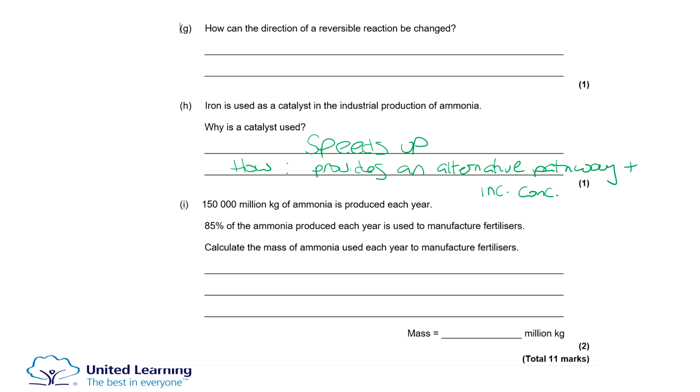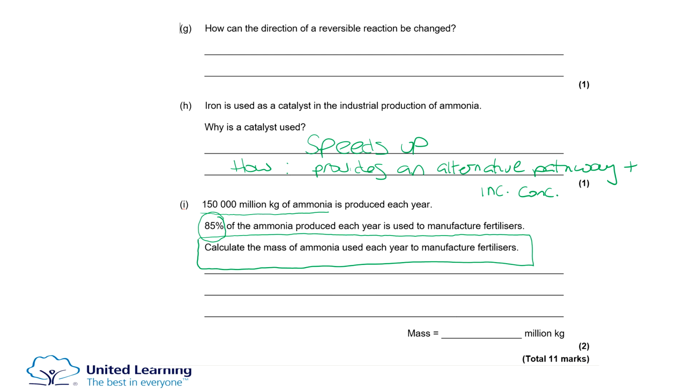Now this one is quite straightforward. There are 2 ways which you can do it, and I'll show you that once I've bugged the question. So just like we have done in science lessons, box off what the command is. In this case, it tells you to calculate the mass of ammonia used each year to manufacture fertilizers. When we read the other information, it tells us that in total 150,000 million kilograms of ammonia is produced, and that 85% of that 150,000 million is used to make fertilisers.